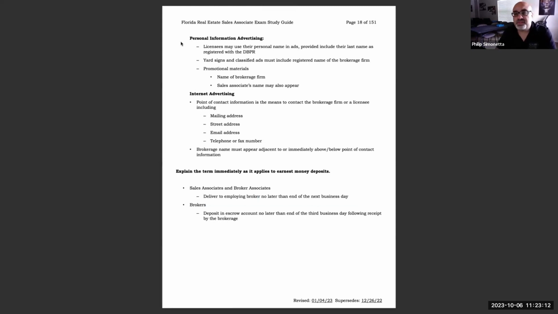Let's look at personal information advertising. Licensees may use their personal name in ads, provided it includes their last name as registered with the DBPR. Yard signs and classified ads must include the registered name of the brokerage firm. Promotional materials must have the name of the brokerage firm. The sales associate's name must also appear.